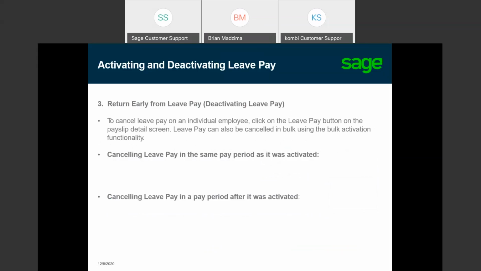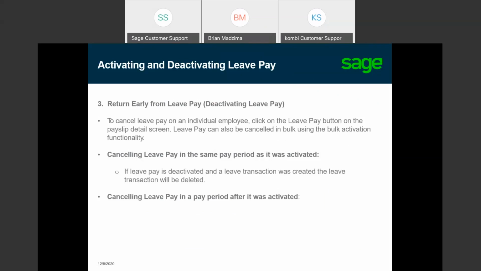Then we also have scenarios where employees return early from leave pay, meaning you have to then deactivate your leave pay. So to cancel leave pay on an individual employee, you click on that leave pay button that we had a look at on the payslip detail screen. The leave pay can also be cancelled in bulk by using the bulk activation functionality that we just had a look at.